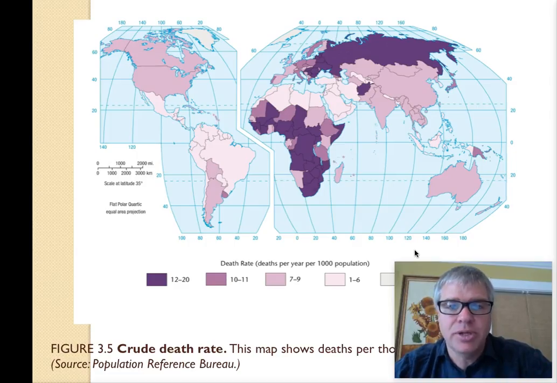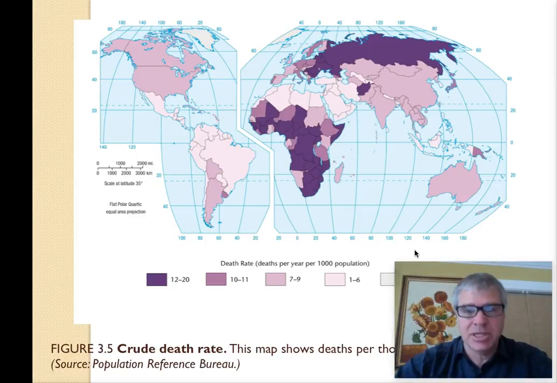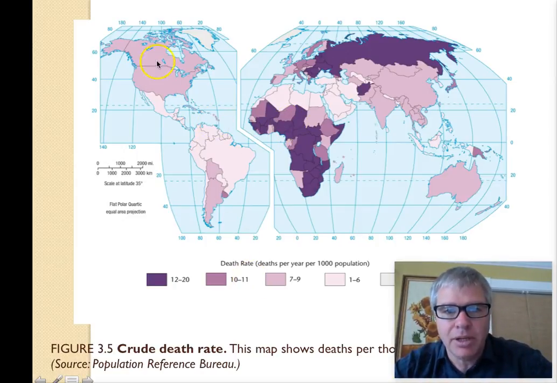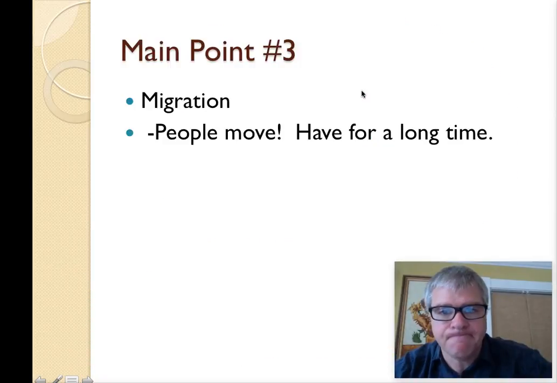And this shows the crude death rate. And you can see that it is relatively moderate in places like the United States, etc. And then very high death rates in parts of Africa, and also the former Soviet Union here, Ukraine, Russia, etc., and Afghanistan have high levels of death.